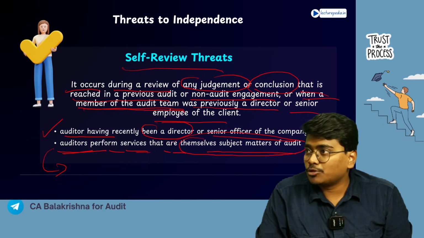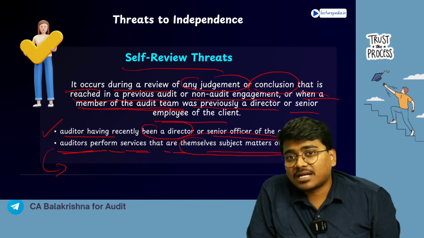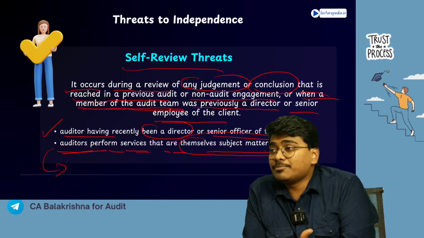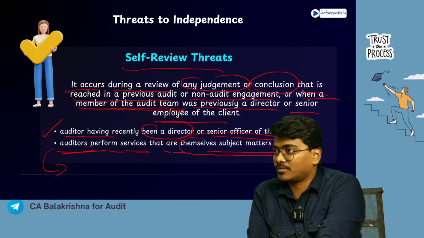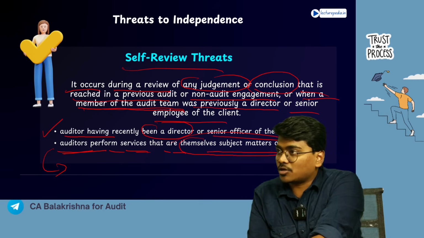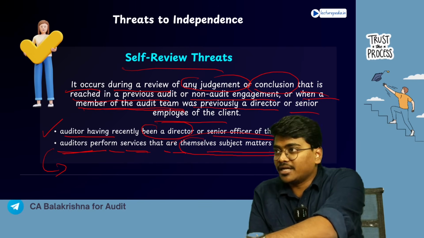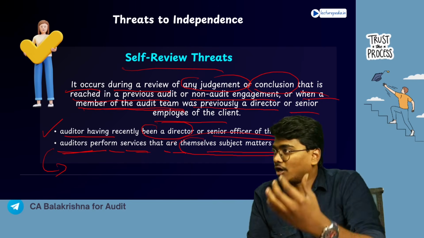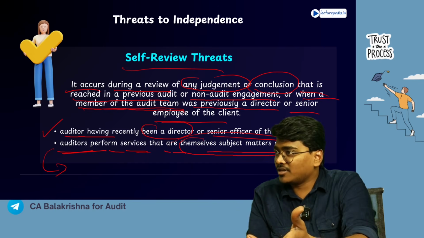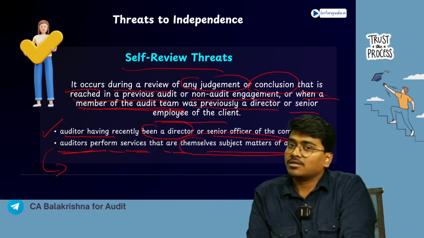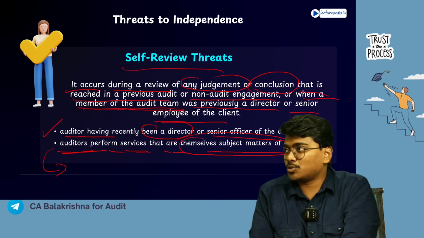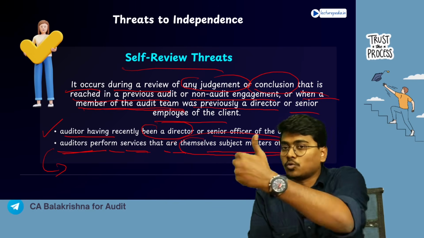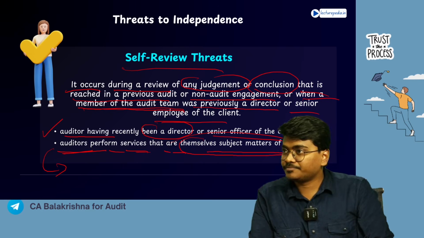Next, another example could be helping the client to design and implement internal controls. In the organization, there should be internal controls. Now, for implementing internal controls, the client has taken the help of the auditor. Now, during the audit, we have discussed that the auditor will review internal controls. This will also create a situation where he is reviewing his own work. Got it?